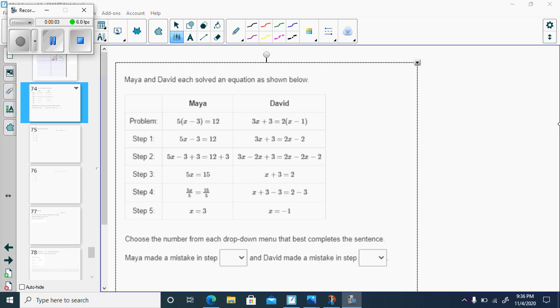This is Module 4, Lessons 1 through 3, homework. We're dealing with solving linear equations in one variable using everything like collecting like terms and the distributive property.